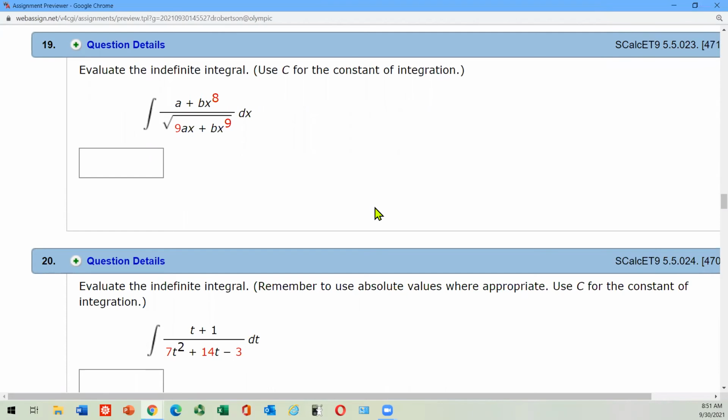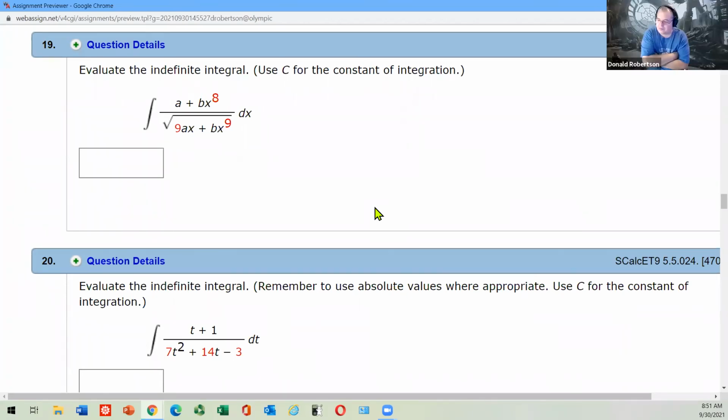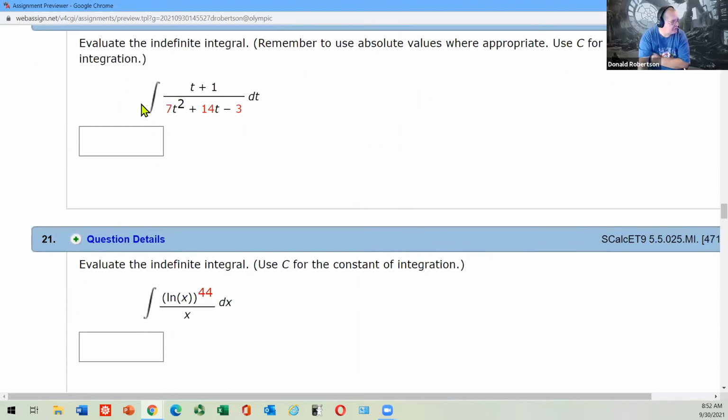Nine AX plus BX to 9. Just pick the guy inside the square root. That's a 9 out of 10 one, right? Inside square roots takes priority over fractions. In this case, won't it just be the fraction? So the entire bottom.